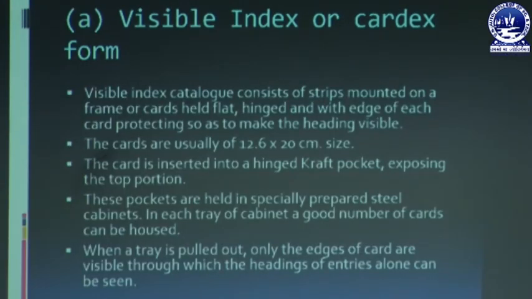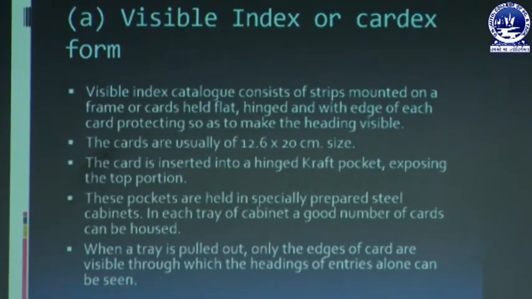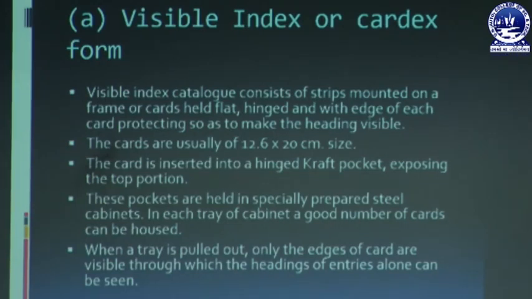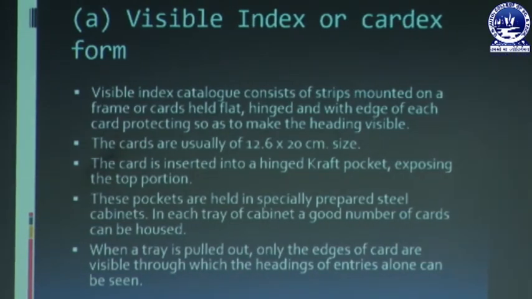Visible index or Kardex. Actually, this is very important, and it was the first when libraries started using computer applications or ICT. The Kardex is the first step, which makes it easy to connect the users through the library catalog or through internet communications. This is actually a card catalog like card cabinets, and this card is instant. Actually, this is the card cabinet or this is the Kardex.